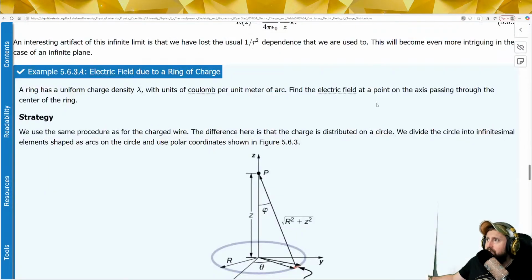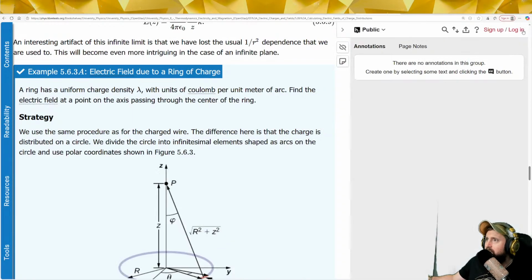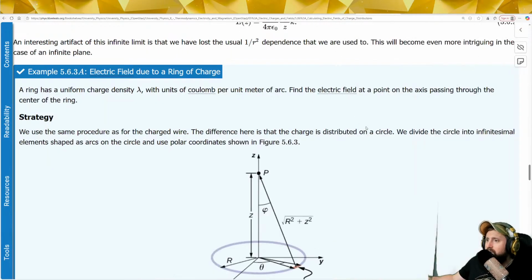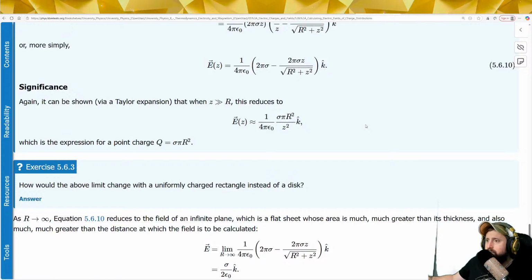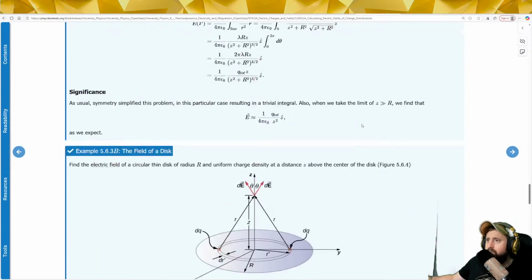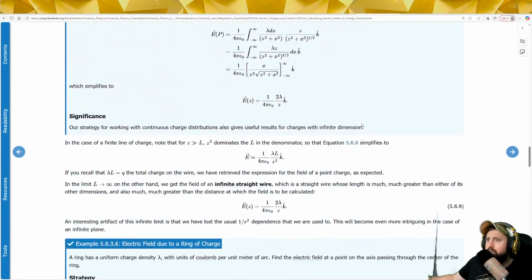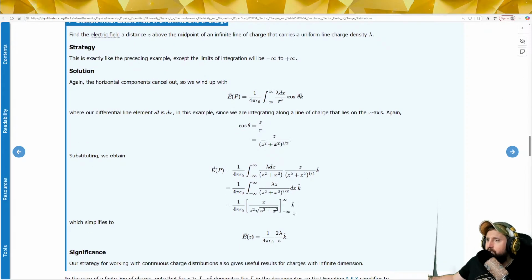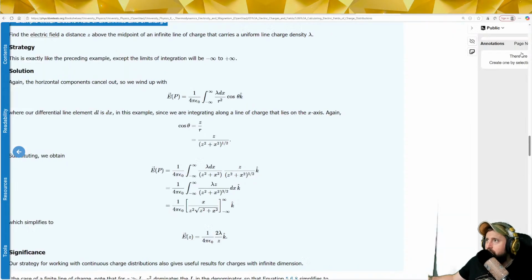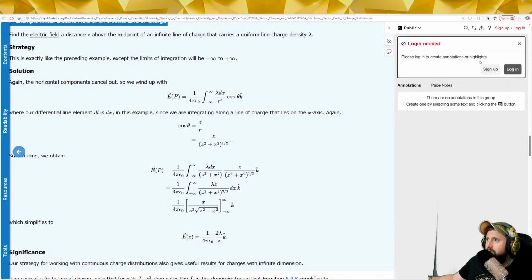Can I go in here and edit this? Oh, I can make some annotations. I wonder how that works, though. Can you just highlight this and be like, hey, yo, this is wrong? I have to log in or sign up. I'll do it at some point.